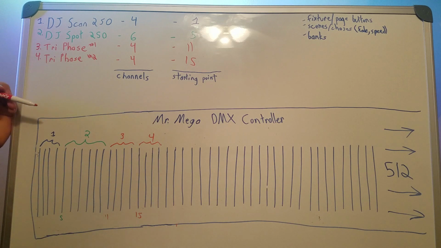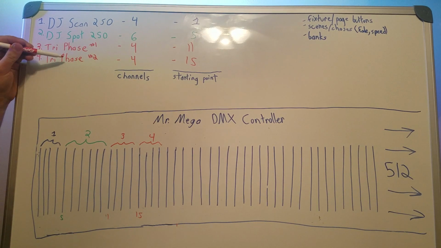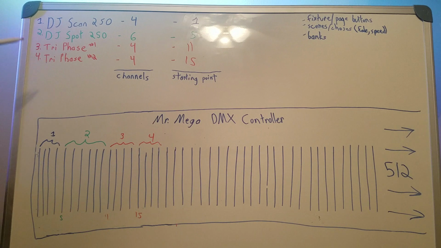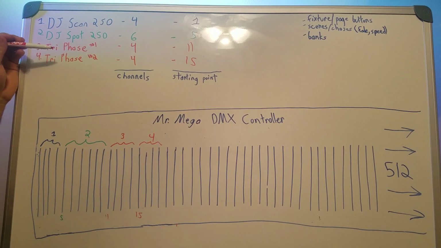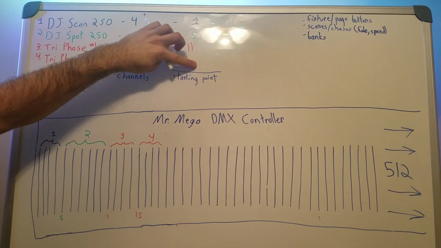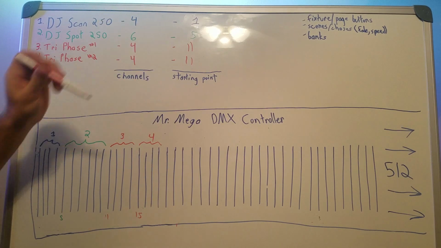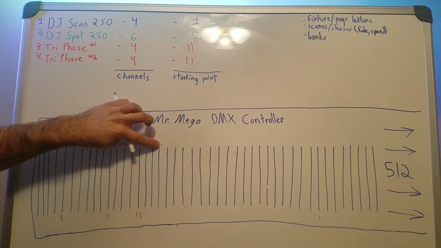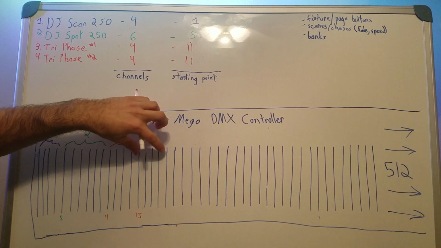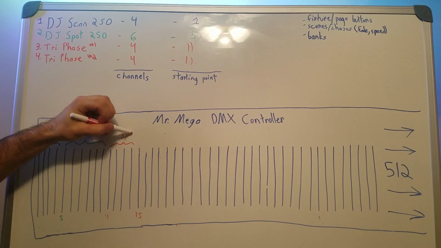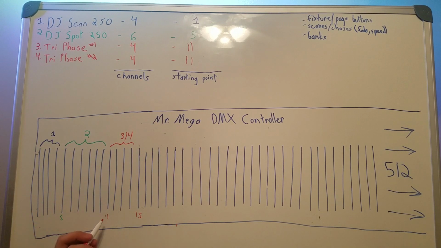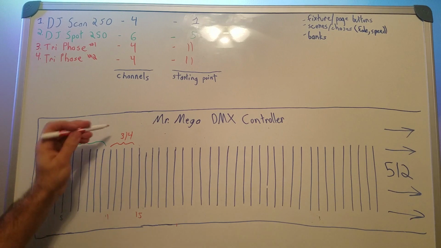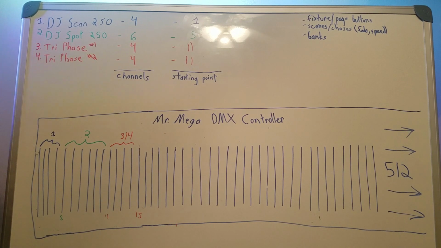One thing you could do to trick here is, let's say my triphases, I like them to run together. They're identical, and I always want them to do the same thing. What I can do is I can say, you know what? I'm going to make this an 11. And what that'll do is that will scoot over this light to here. So now when I run channels 11 through 14, it will be running both of these lights together simultaneously.